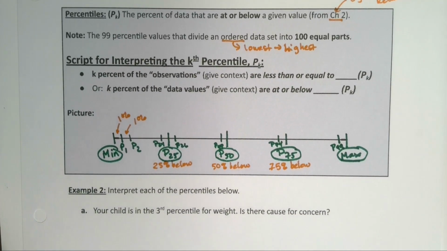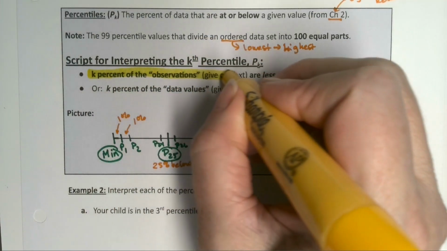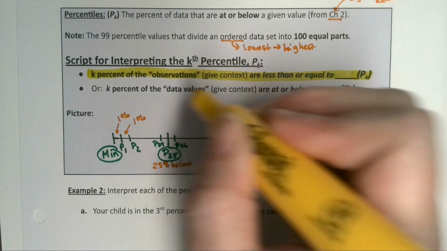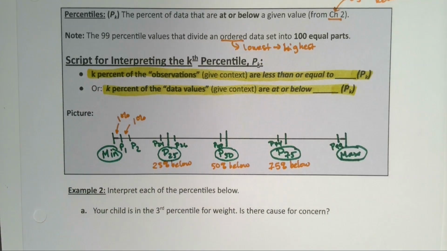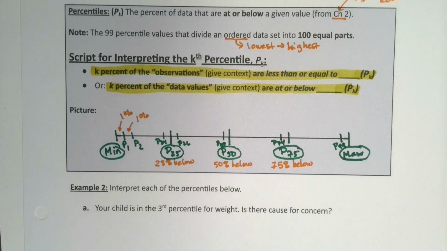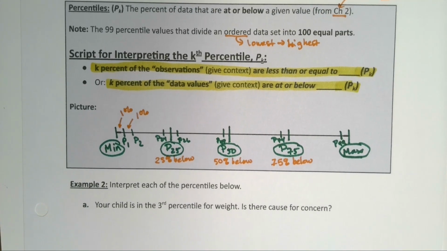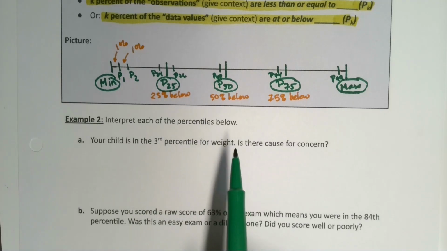And that actually is the interpretation. So if you're hearing what I'm saying, you have this percent below that value, or K% of the data set is at or below that value. Either way you want to say it. All right, so let's actually do some interpretations because that becomes key to understanding how to do this. So suppose your child is in the 3rd percentile for weight. Is this cause for concern?